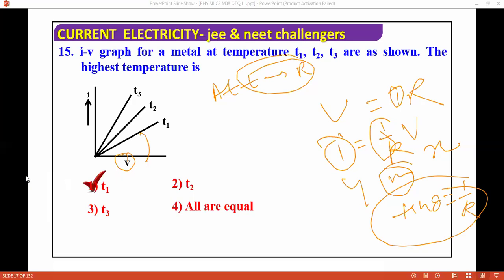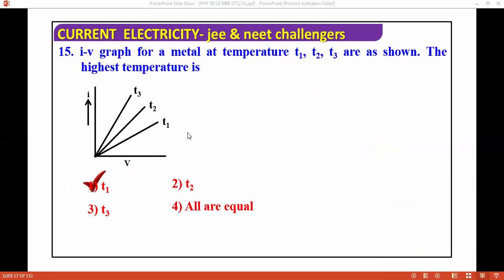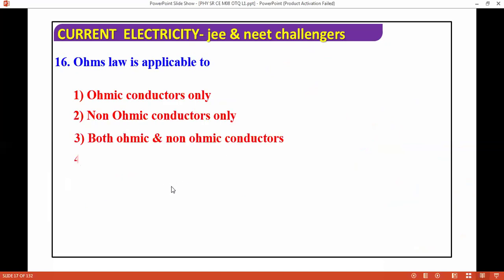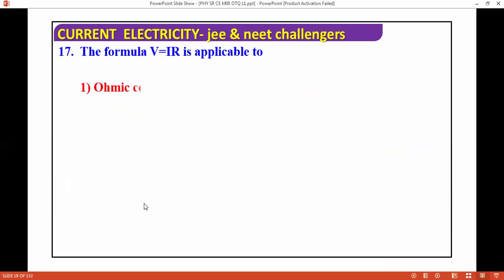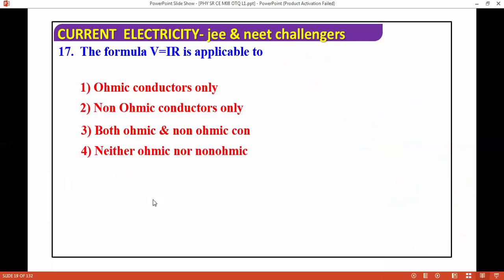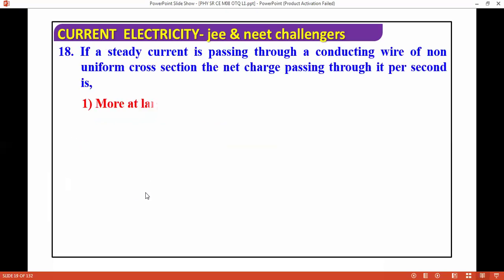Now we are moving to the next question. Ohm's law is applicable to ohmic conductors only. This question is very easy and doable. Next question: this formula is applicable to both ohmic and non-ohmic conductors. The formula is valid for ohmic and non-ohmic. So don't make silly mistakes if you don't know the concepts. Go through it, and definitely you can do these questions. Move to the next question.